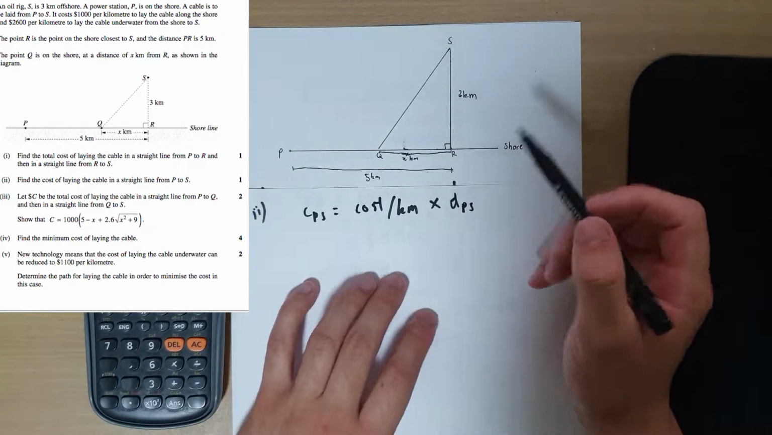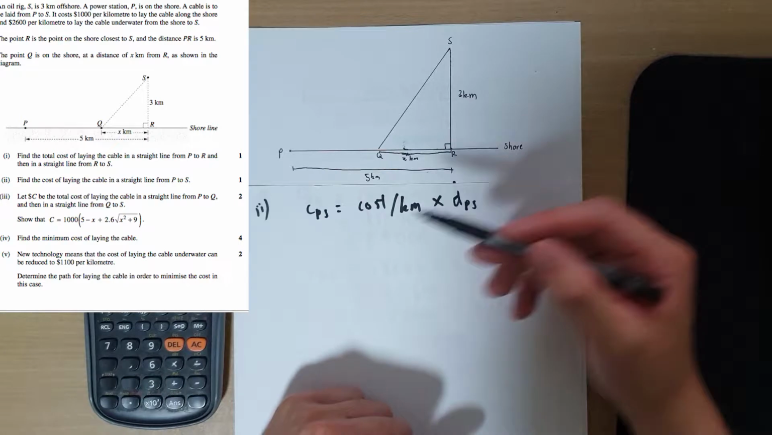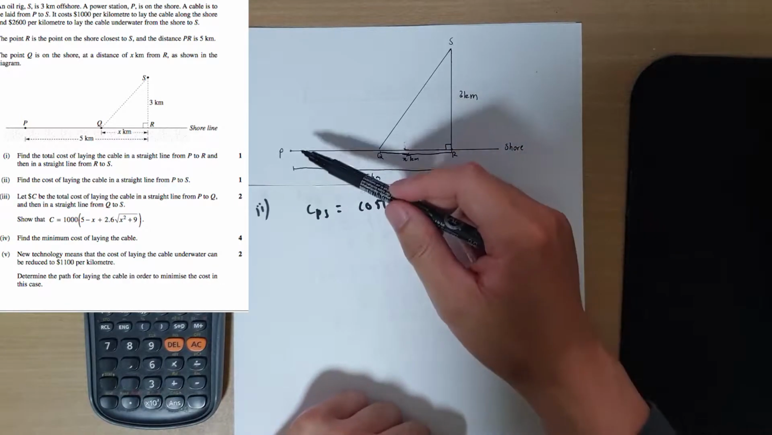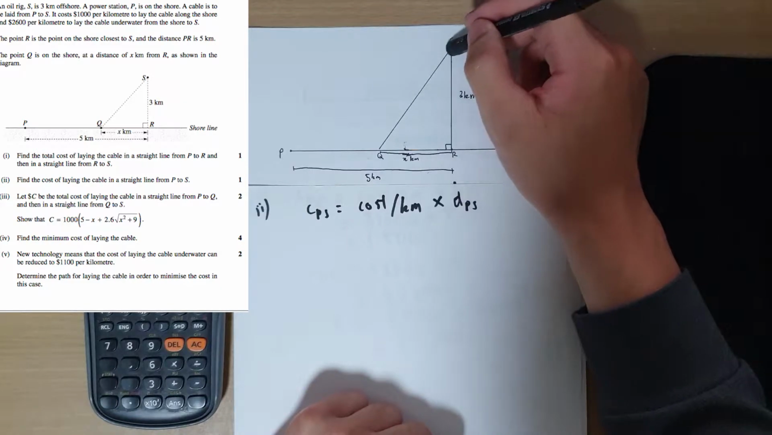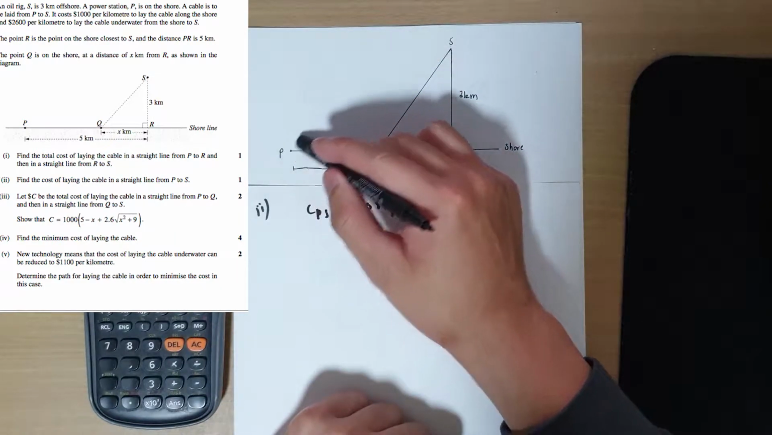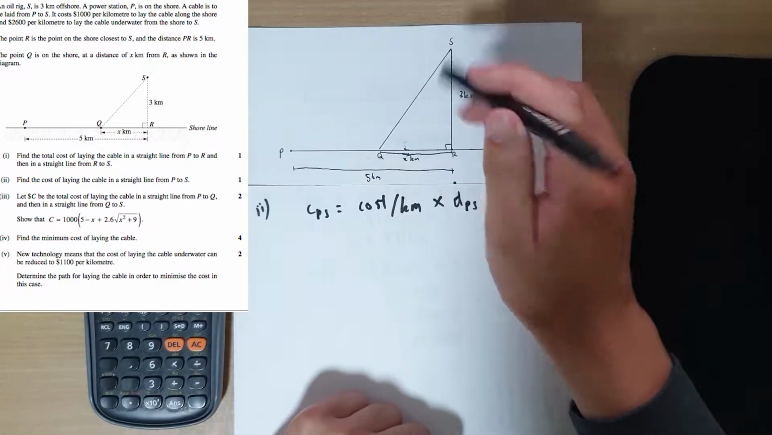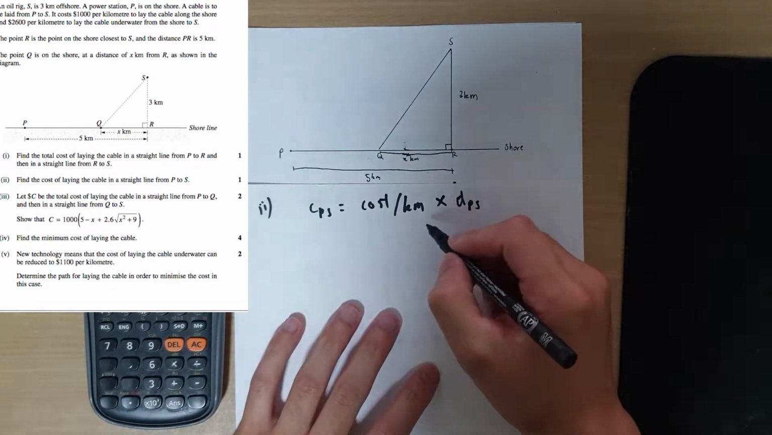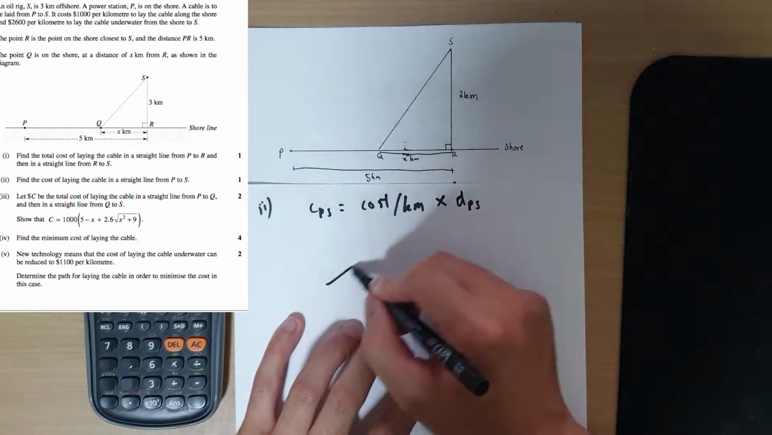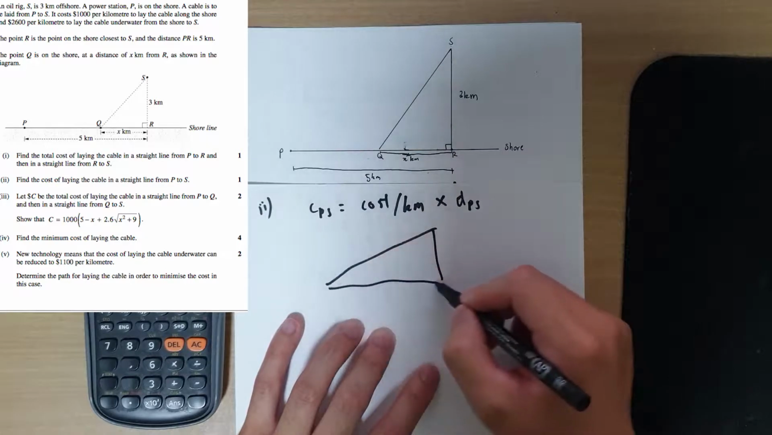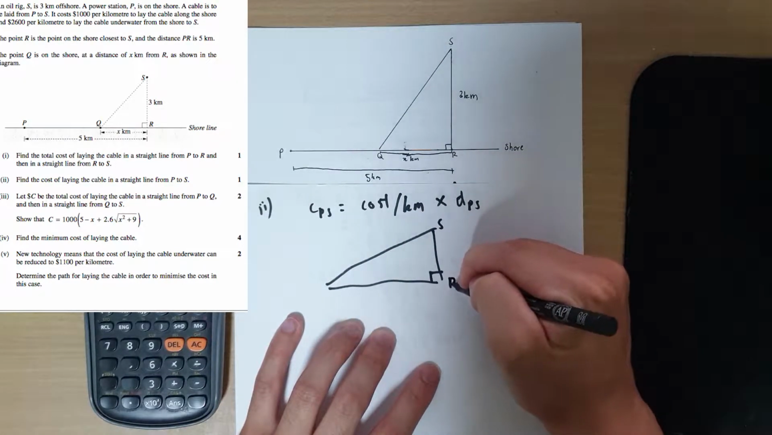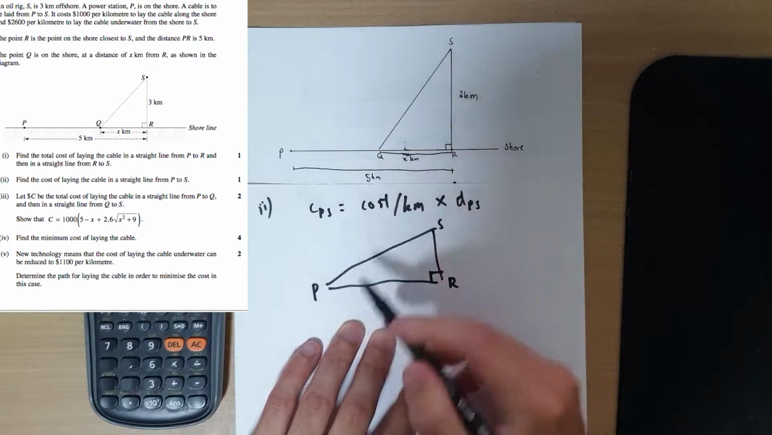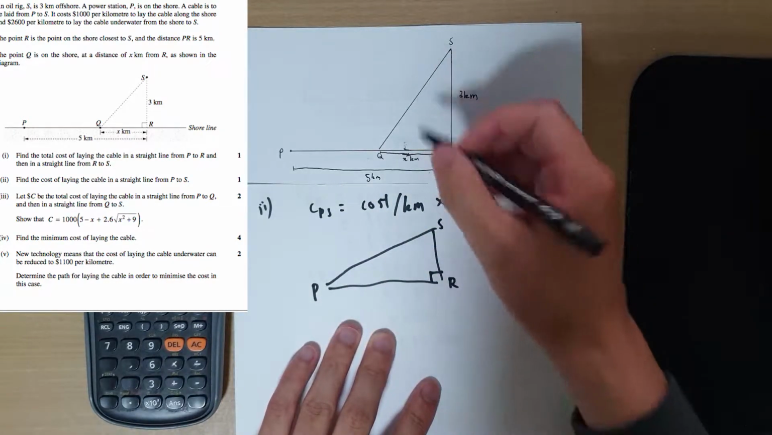So what here is the cost per kilometer? P to S is completely underwater, right? Because the shoreline is here, and the oil rig is out here. So this distance from P to S will be completely underwater. Actually, let's draw this out. This is our right angle triangle. It's S, R, and P. So we want to find the distance P to S, right?